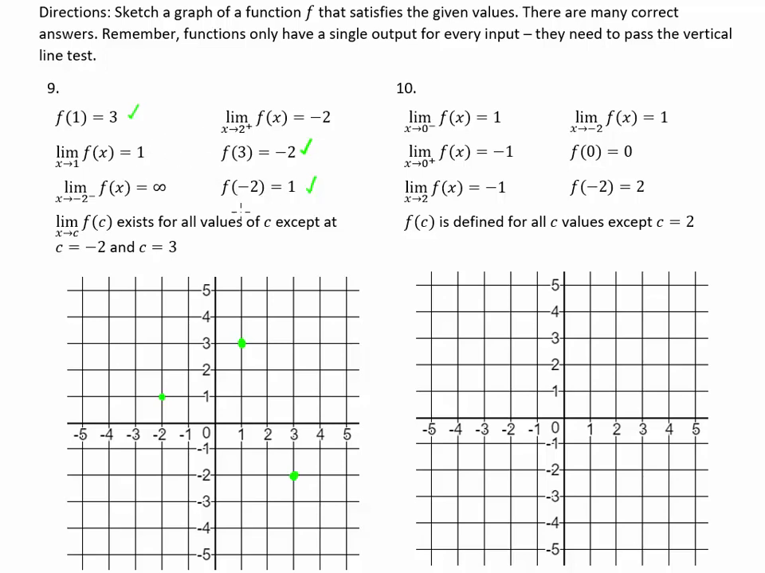All right, and that takes care of the easy ones. Let's see what these other ones are. This is a limit from the left. That's a limit from the right. And this one says the limit of f(x) as x approaches c exists for all values of c except at -2 and 3.